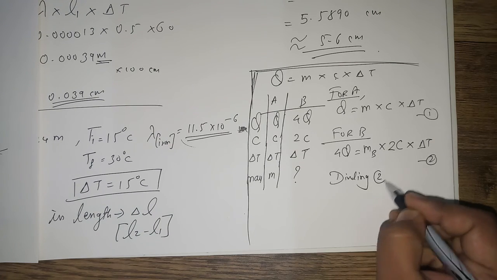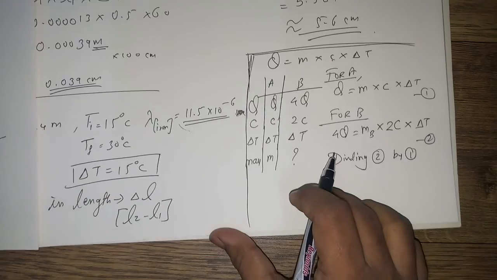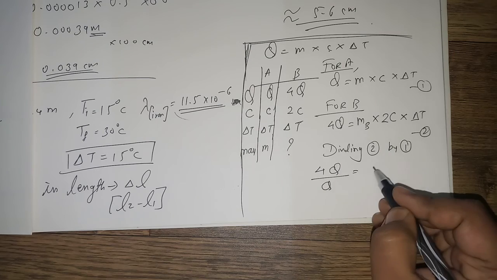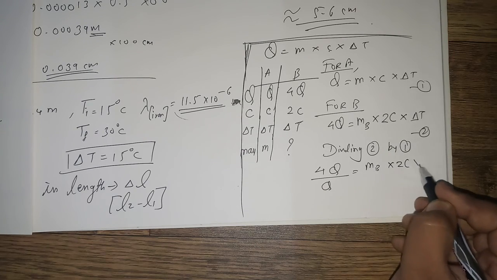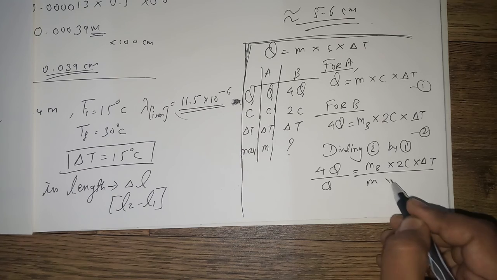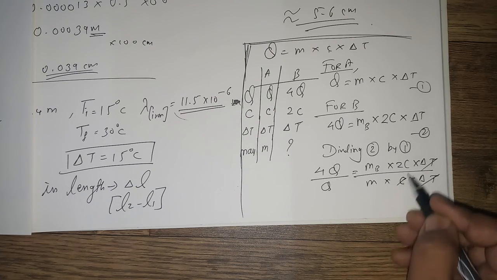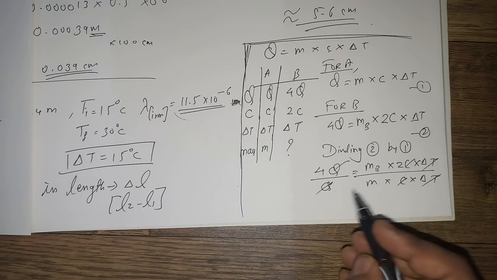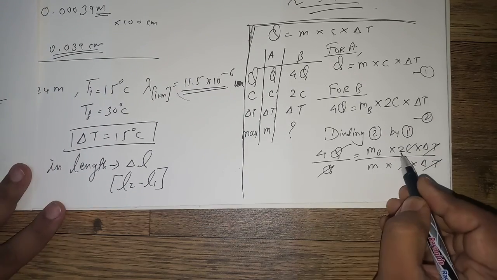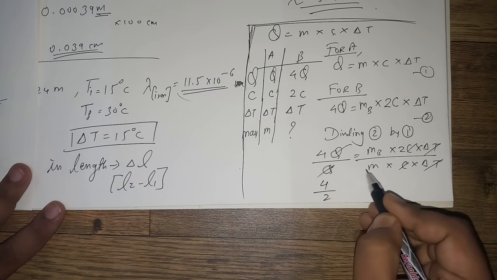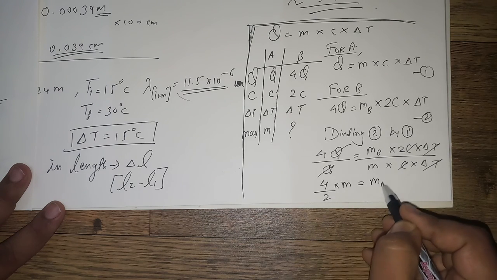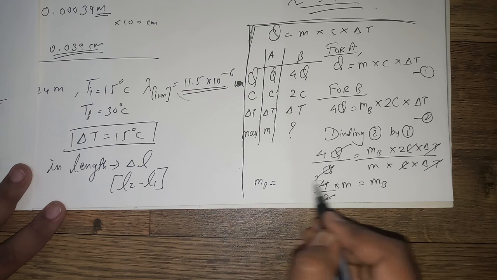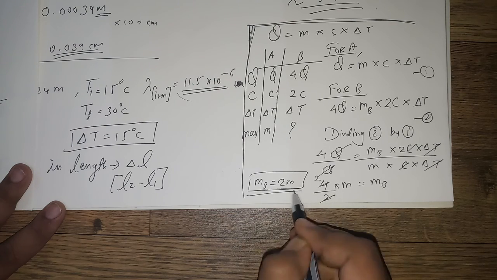Let us divide equation 2 by 1. What we get is 4Q upon Q equals MB into 2C into delta T upon MC into delta T. This is same, this is same, this is same. This 2 goes to this side, so it becomes 4 upon 2. M goes to this side, and you get the answer. MB equals 2M, twice the mass.